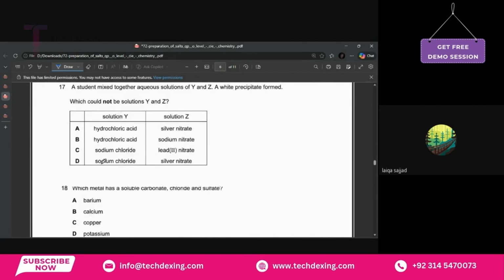Okay, then we are given that a student mixed together aqueous solutions of Y and Z, a white precipitate formed, which could not be solutions Y and Z. Solution Y is hydrochloric acid and sodium chloride, and Z is silver nitrate, sodium nitrate, lead nitrate, and silver nitrate again.